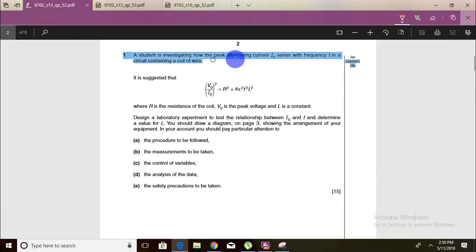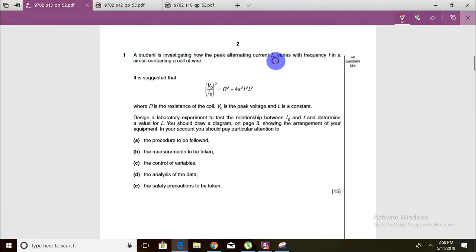So this part is important. And the suggested equation is important as well. R is the resistance of the coil, V0 is the peak voltage, and L is a constant. And you need to design an experiment to test the relationship between I0 and F and to determine a value for L. And from all of that, what do you get?